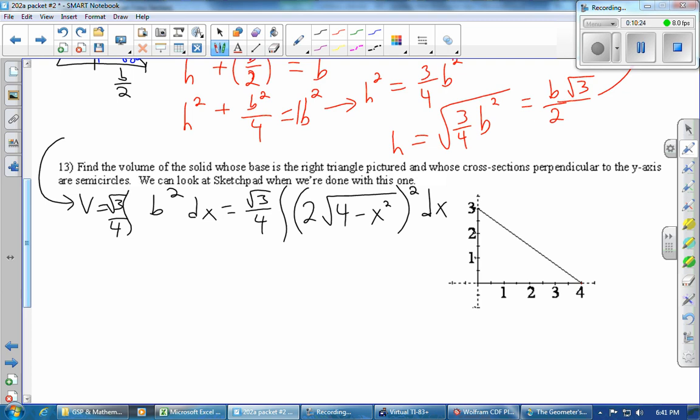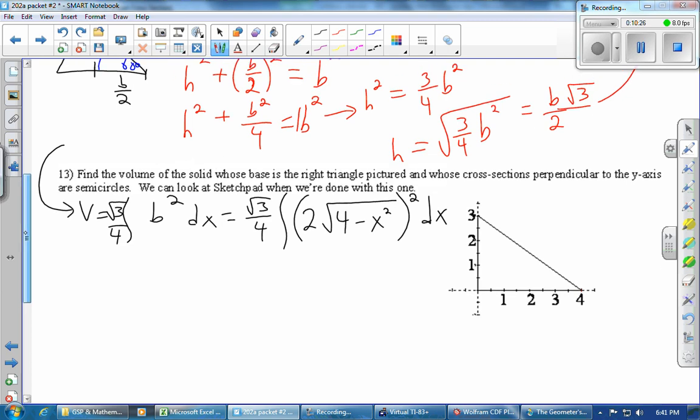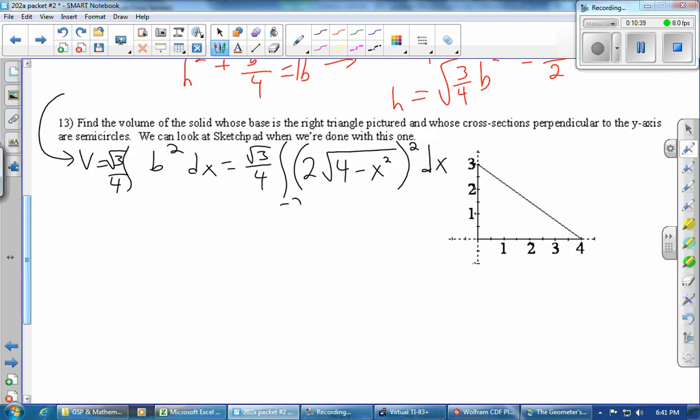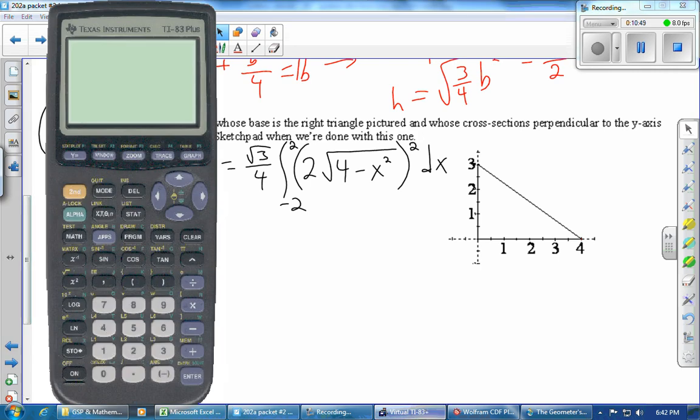And then finally, we need the limits of integration. So we look at our triangle picture and we imagine sweeping that triangle left and right. So how much is x at the far left? It's -2. How much is x at the far right? It's +2. So we're just going to go from -2 to 2. You could choose to go from 0 to 2 and then double it using symmetry. That's fine.